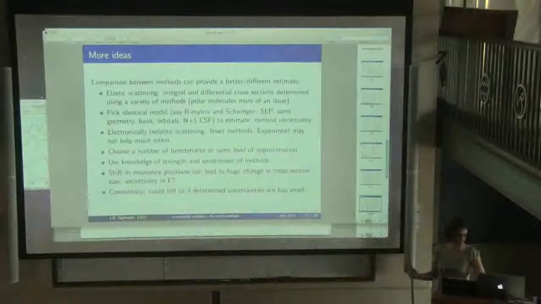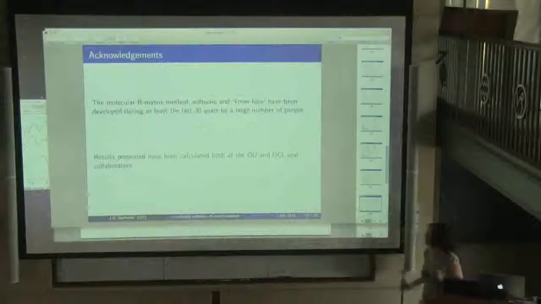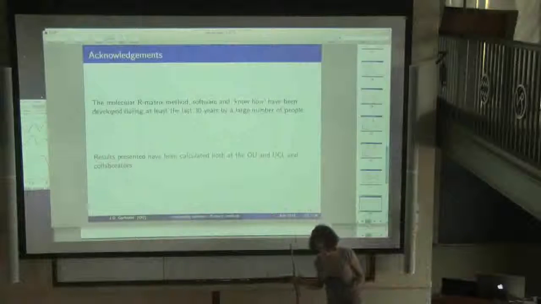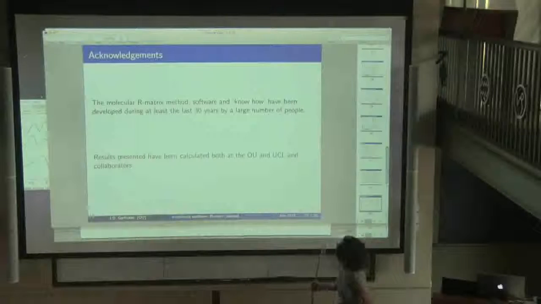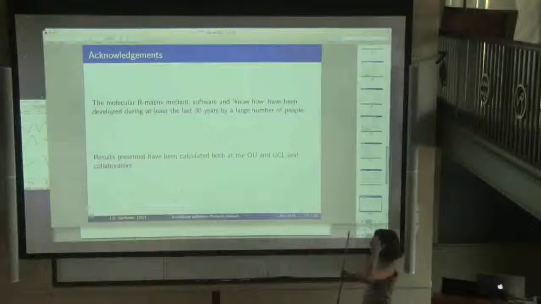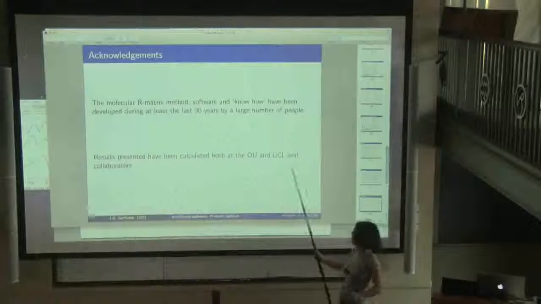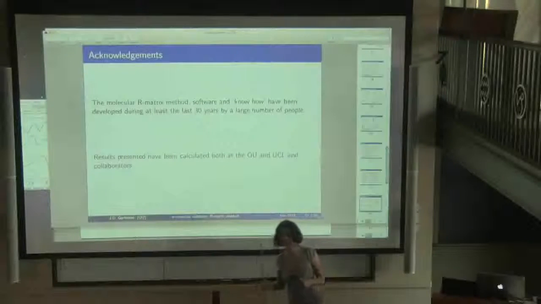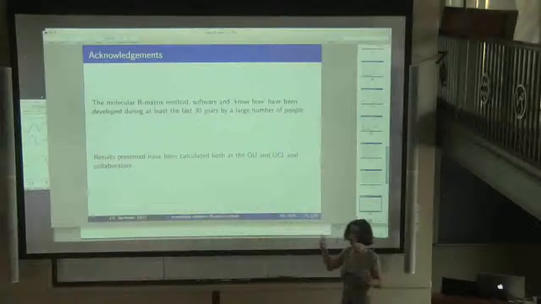Right, and I get to the end of my talk. I just wanted to mention that there are a lot of people that have contributed to the development of the electron-molecule R-matrix method. Many of them are in the room, and the results that I presented have been calculated both at the Open University and UCL. All of these pyridine results are from my current postdoc, who has been doing a lot of good work on that. Thank you.